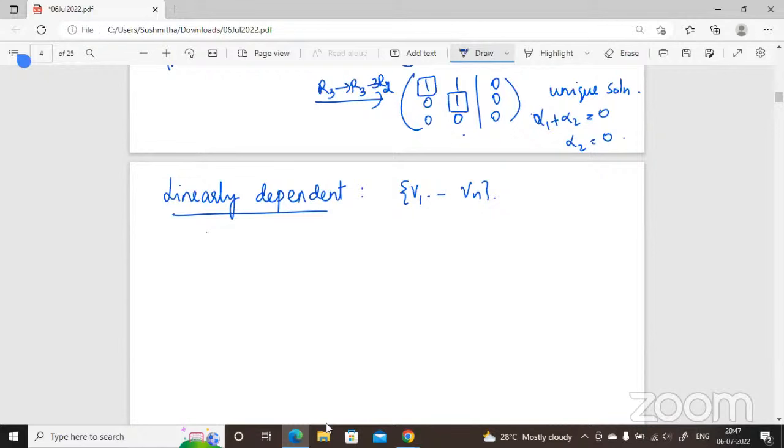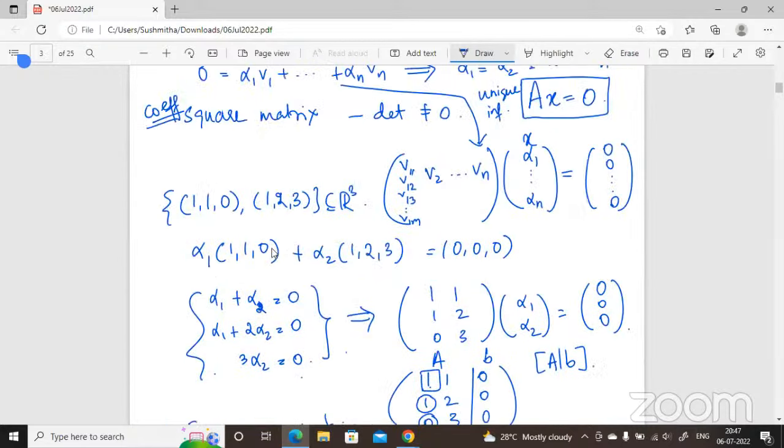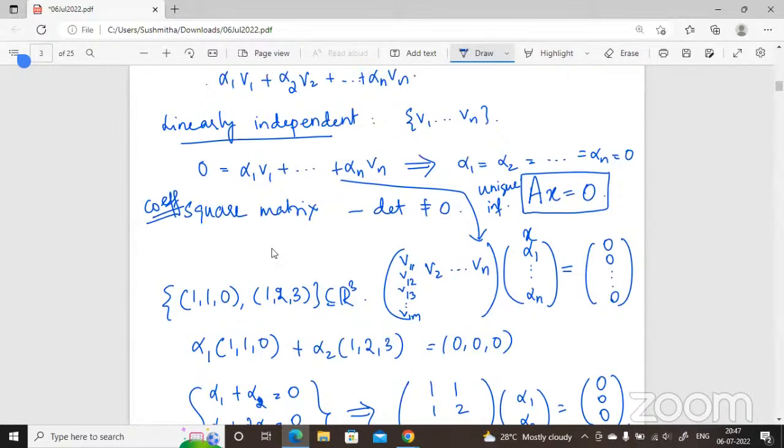So in terms of the coefficient matrix and all that, everything will just become the opposite. So here I don't want the determinant to be 0, whereas for linearly dependent, I want the determinant to be equal to 0. So in that case, AX is equal to 0 will have infinitely many solutions. So when there are infinitely many solutions, there will be non-zero coefficients satisfying this equation, right?